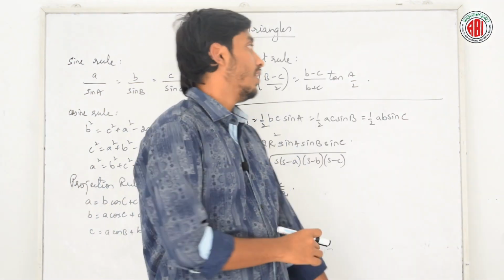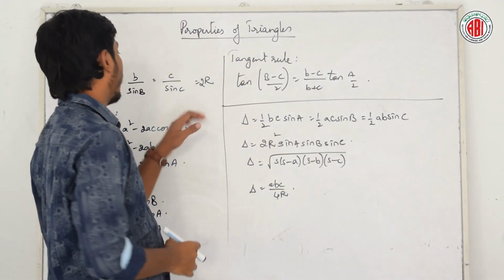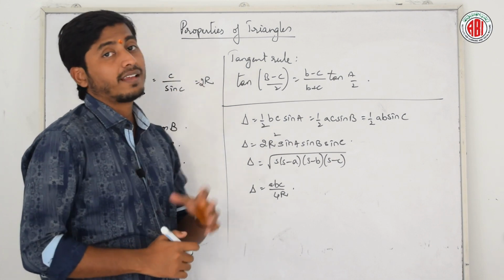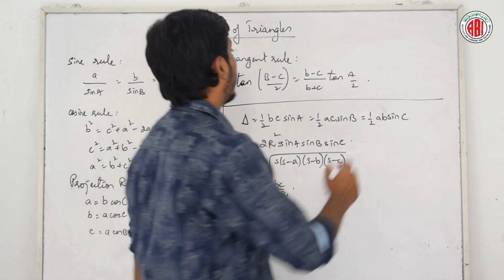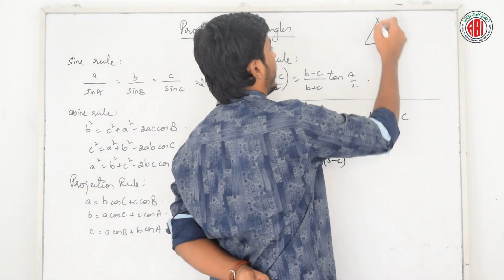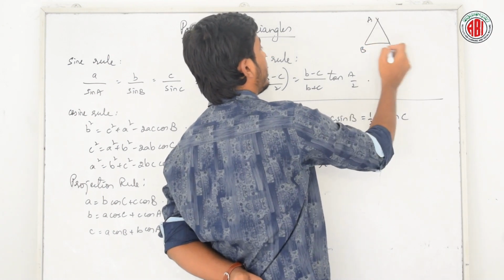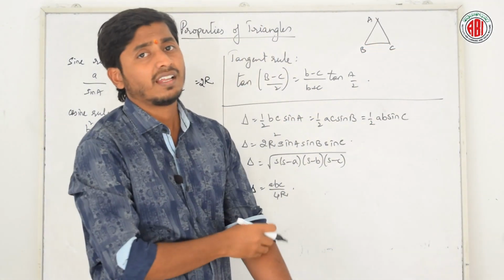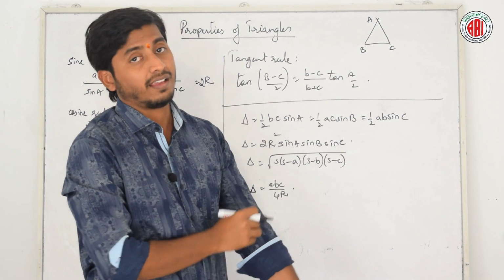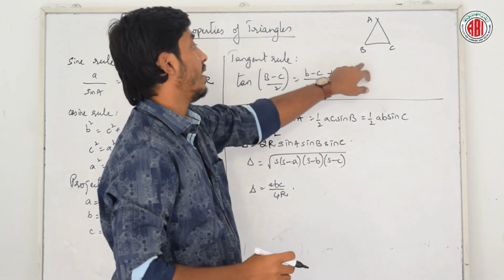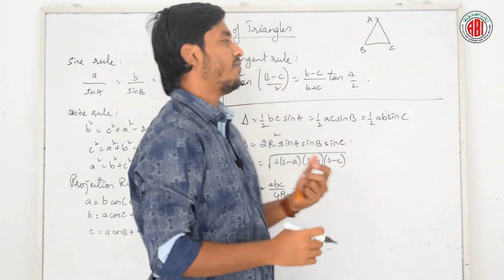Now see here, let us discuss the basic relationship between sides and the angles. If this is a triangle ABC, what do you mean by that? It has 3 sides and 3 angles, that is the angles A, B, C, right? Then what are the sides?